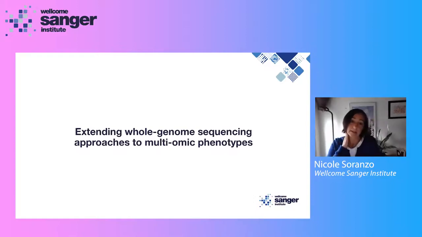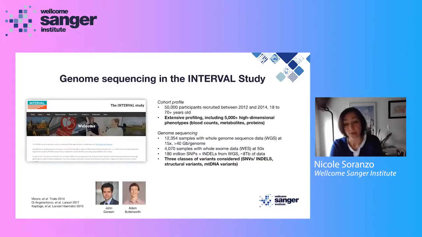The first study has been a collaboration with John Danesh, Adam Butterworth, and many colleagues in the cardiovascular epidemiology unit at the University of Cambridge. And here we really sought to apply the power of genome sequencing to the power of multi-omic phenotyping in cohort patients. John and colleagues have collected this wonderful resource called the INTERVAL study, which is indeed a randomized clinical trial of blood donation involving over 50,000 participants that were recruited between years 2012 and 2014.